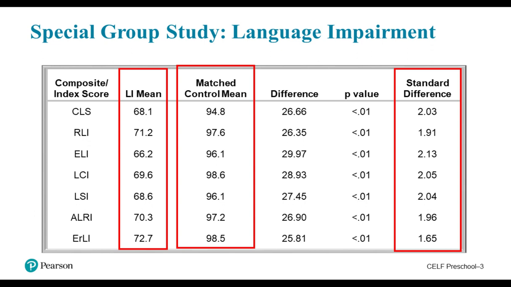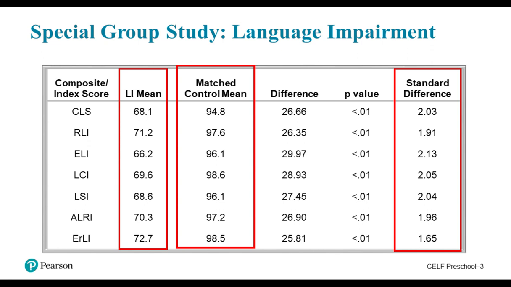We also conducted, as I mentioned, a special group study. We administered the CELF Preschool-3 to 79 children ages 3 years through 6 years who were diagnosed with a language impairment. And what we do is we compare the performance of children identified with a language impairment to the performance of children in a matched control group, so matched on different demographic characteristics. And then what we want to take a look at is the standard difference. So we want to compare the mean scores for children in the language impairment group to the mean scores of children in the matched control group.